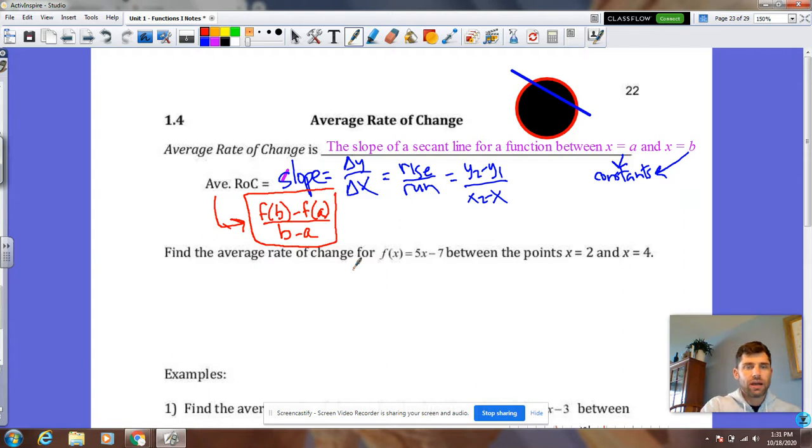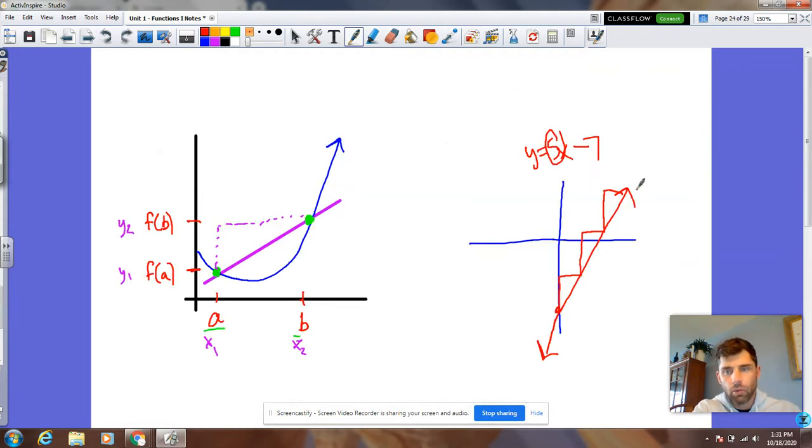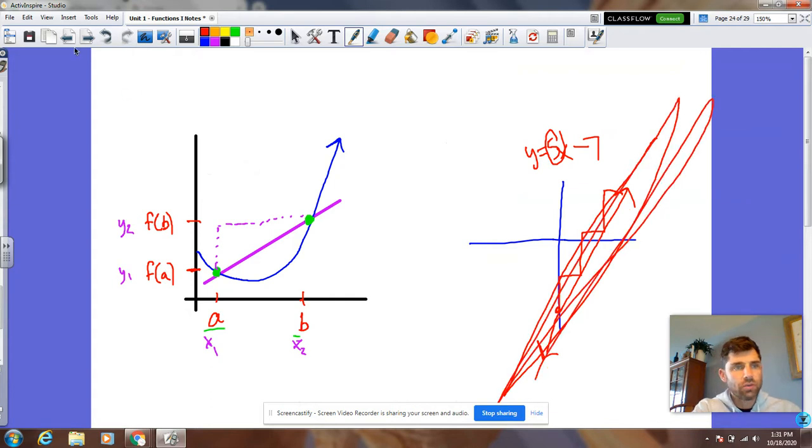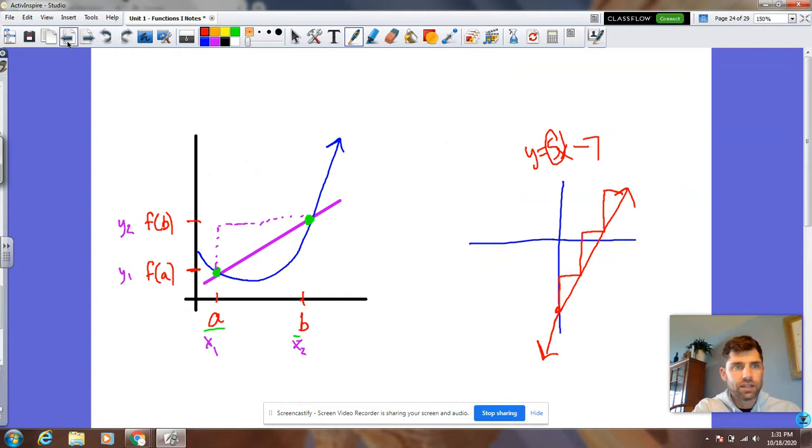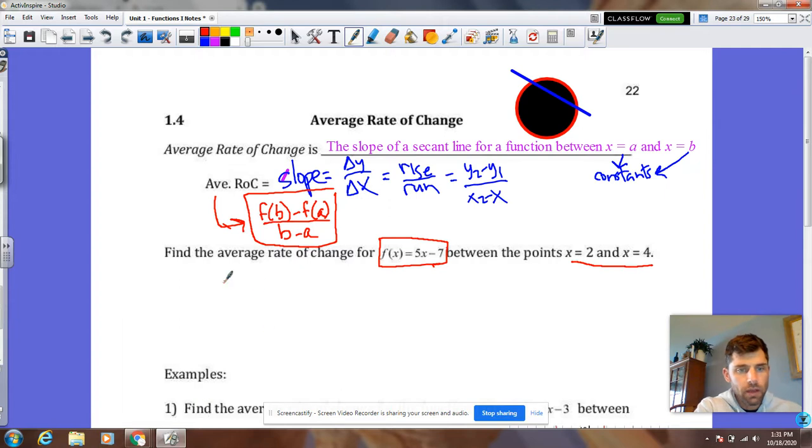All right, so let's do a kind of an easy one first. Find the average rate of change for 5x minus 7 between the points x equals 2 and x equals 4. So looking at this one, this is the example I just talked about. We should know the answer to this already, right? The average rate of change of a linear function is always going to be the same, no matter what 2 points I pick on this line. But let's just test our formula.